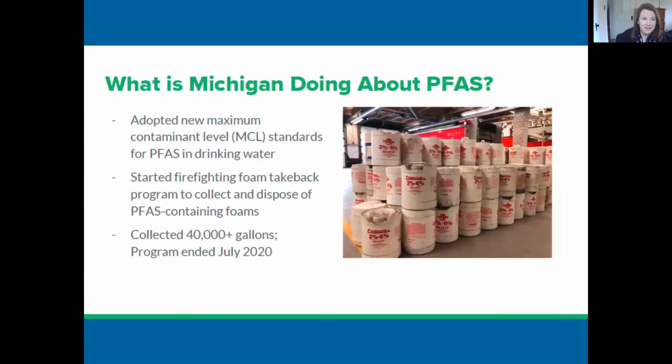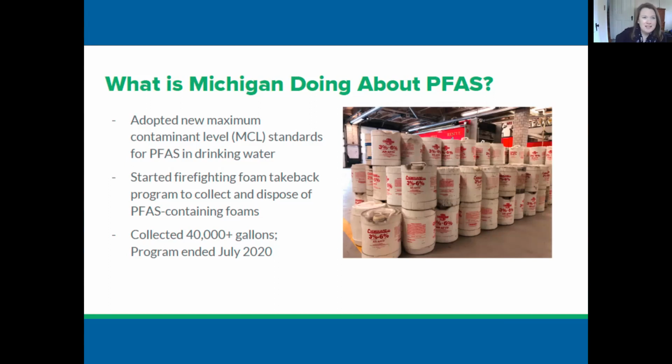So we have done a bit in the last year. In 2020, Michigan adopted new drinking water standards or maximum contaminant levels for 7 different types of PFAS. 2 of those are the strongest in the nation, and the others are not as strong as some of our peers in other states. We advocated at the time when those were going through the process for them to be stronger. We'll continue pushing the state to have more effective or more health protective drinking water standards.